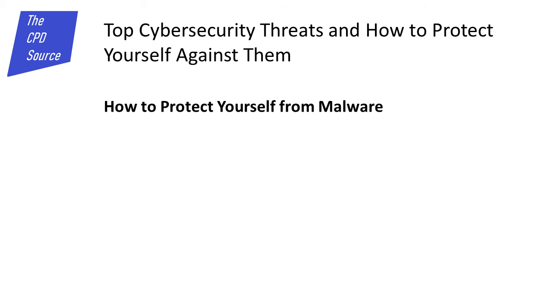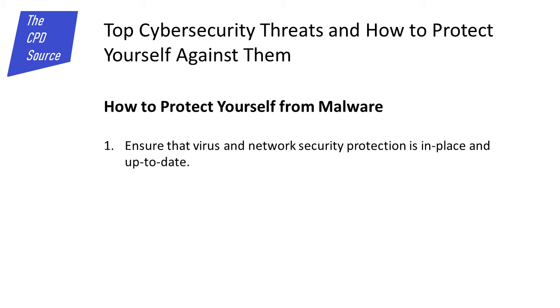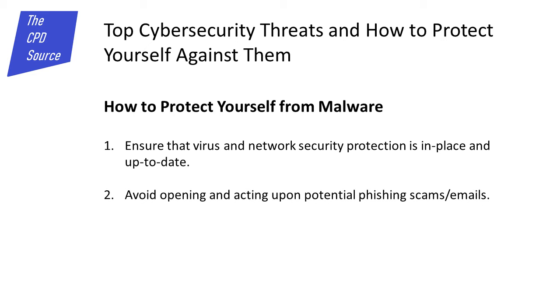While no method can ever be 100% safe, the following are high-level methods to reduce the likelihood of malware attacks. 1. Ensure that virus and network security protection is in place and up to date. Again, while not necessarily 100% safe, this acts as a first line of defense against attackers. 2. Avoid opening and acting upon potential phishing scams and emails. As previously alluded to, malware may be included with phishing scams and emails. Delete potential phishing emails and notify the IT team if applicable.